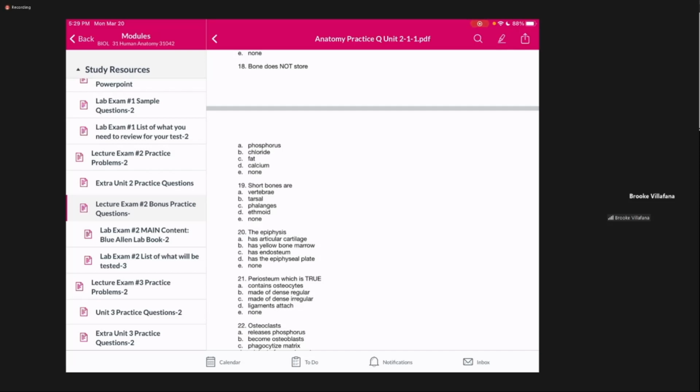All right, for question 19, short bones are which of these? Vertebrae, tarsal, phalanges, ethmoid, or none?